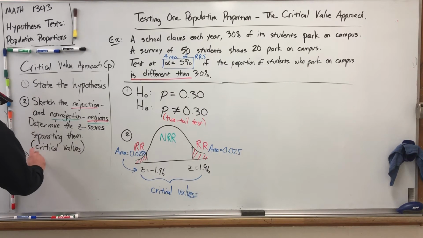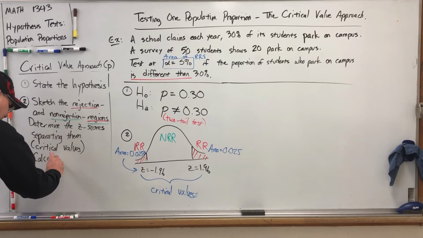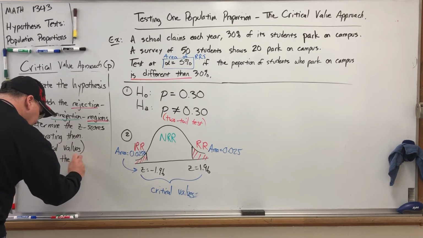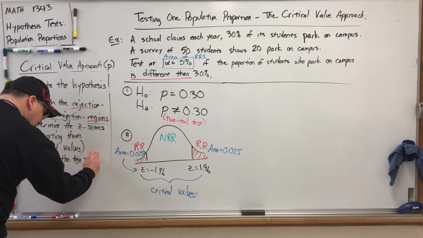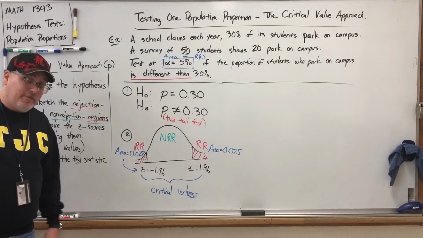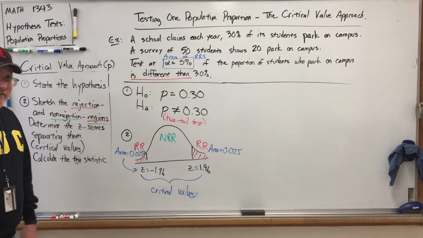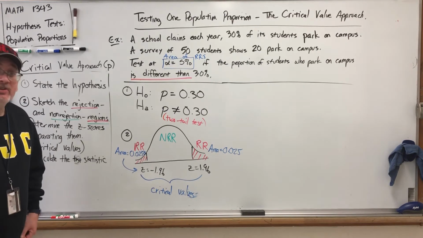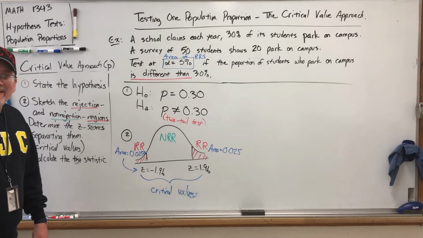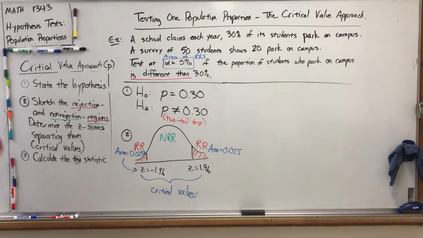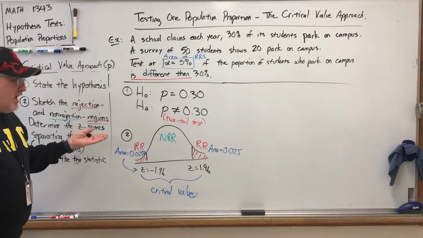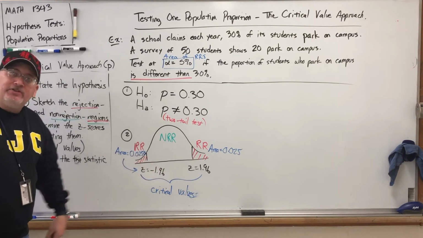Step 3 is to calculate the test statistic. Numerically, a statistic is always a measurement from a sample. Parameter is a measurement from a population. Statistic is a measurement from a sample. Just remember the alliteration and you'll never forget that. Parameter, population, statistic, sample. But to calculate the test statistic basically means what did our sample give us, and let's compare it to this. But in order to do that, we'll have to convert it to a z.